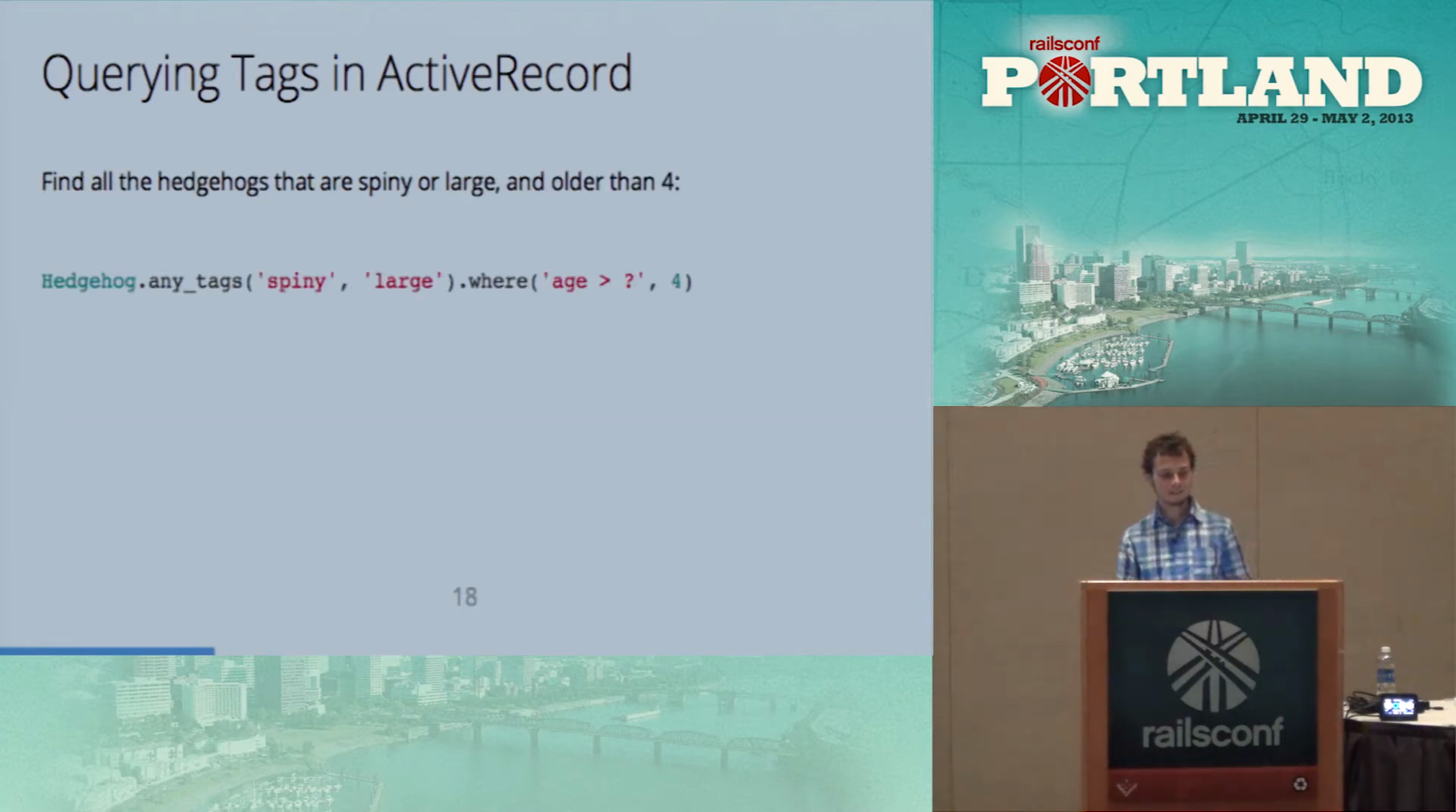So how do you use this? Well, it's pretty straightforward. Now we can just say, I want to do something like Hedgehog.any_tags spiny, large, and these are just scopes. We've taught ActiveRecord some new tricks. So we can just keep on chaining this and do more interesting queries, like spiny, large, and where the age is greater than 4. Let's find all the old spiny, large hedgehogs.